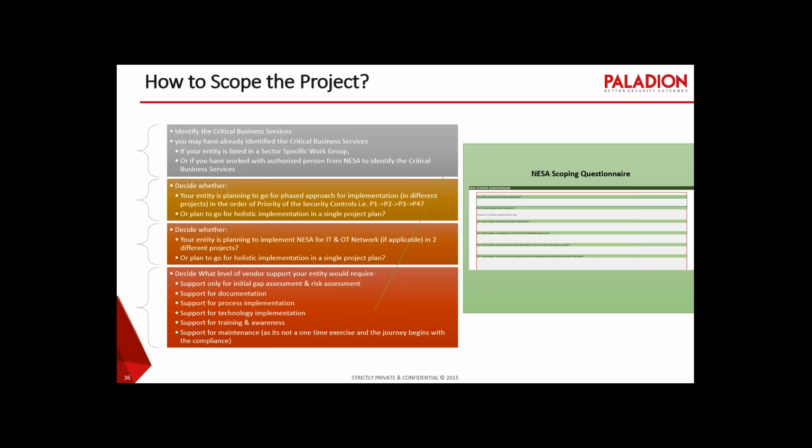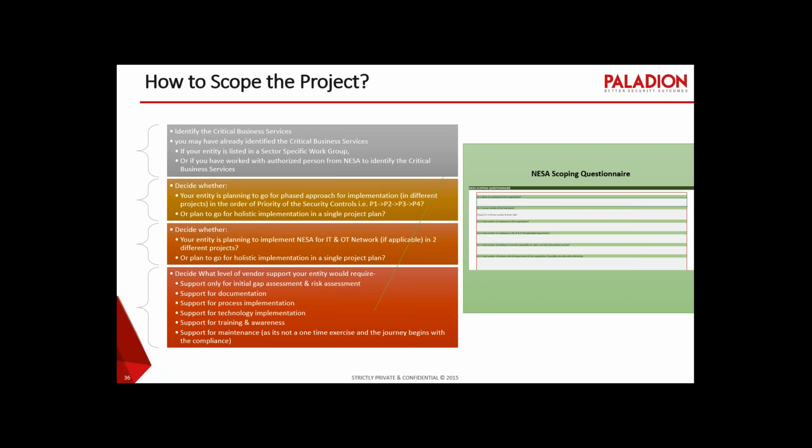So once you are done with that, then you need to decide whether your entity is planning to go for a phased approach for implementation in order of priority of the security control. Are you going to first target P1, P2, P3, P4 in a phased manner in different projects, or are you going to go ahead with a single project plan? Which means, are you going to target all P1 to P4 in a single project plan, or are you going to treat these as a separate project? That's the second step. So first step is identify your critical business services. Second step is decide whether you want to treat P1, P2, P3, P4 control as separate project or one project.